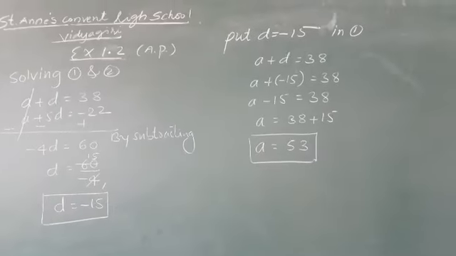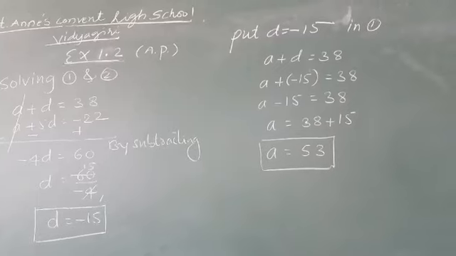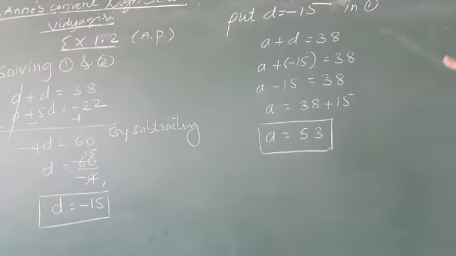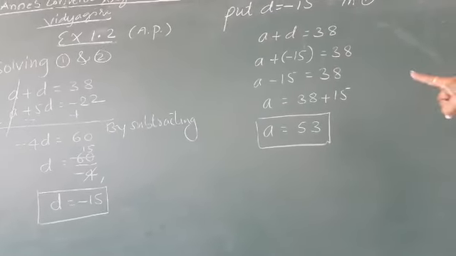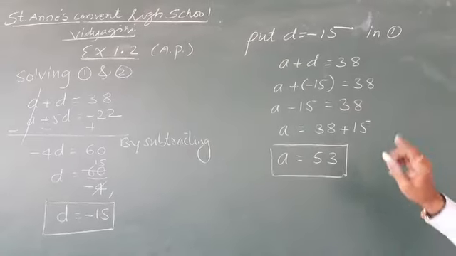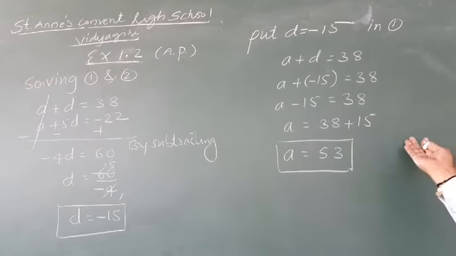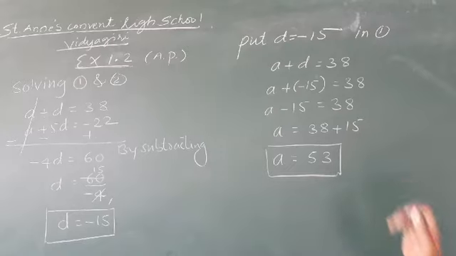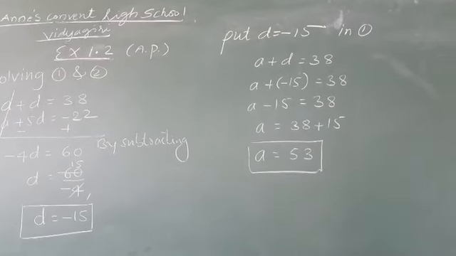See, we got a plus d equals 38. Value of d is minus 15. That has been substituted in the equation. So that minus 15 is transferred. So 38 plus 15, a equals 53.